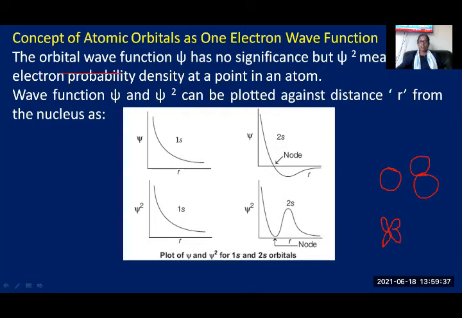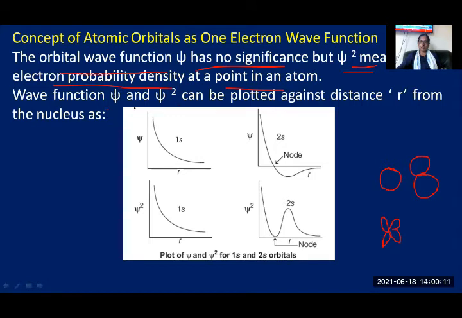Okay, so the orbital wave function psi has no significance, but psi square measures the electron probability density at a given point. Probability density means whether the electron exists or not at a particular point, and that is what psi square tells. Psi is just an equation, it has no physical meaning, whereas psi square has physical meaning. It gives the probability density of the electron, whether the electron is there or not.